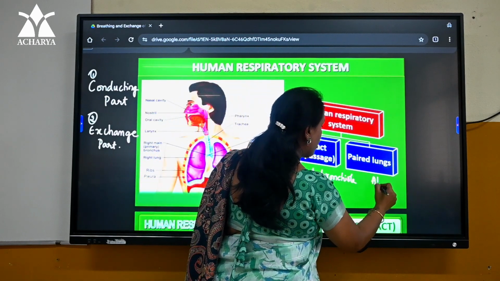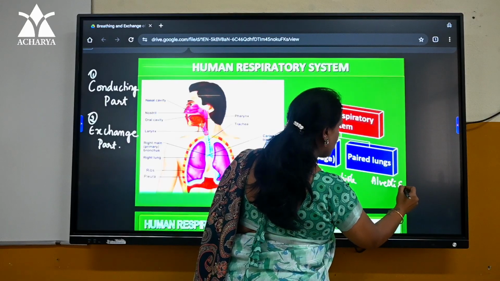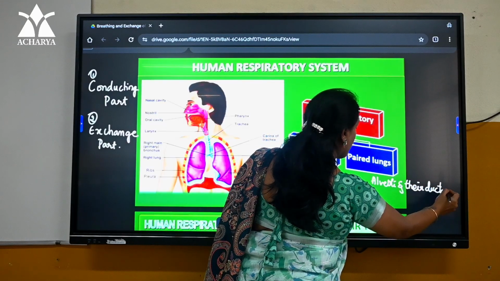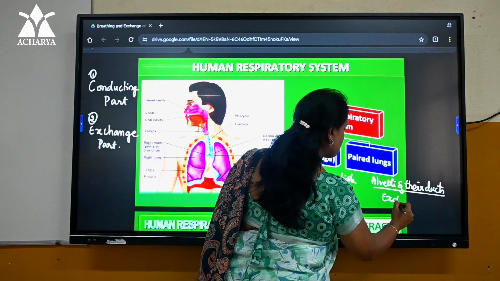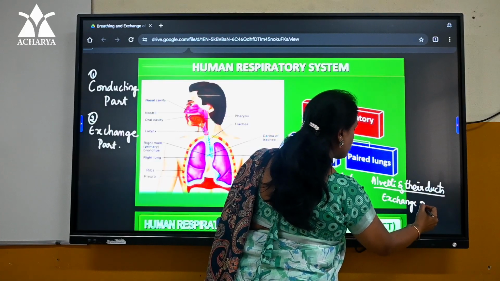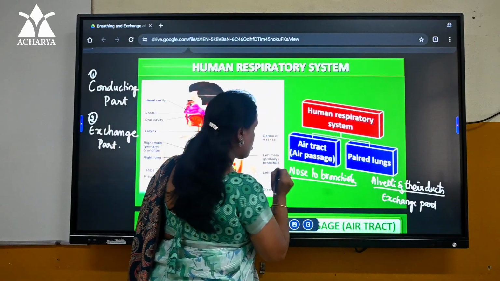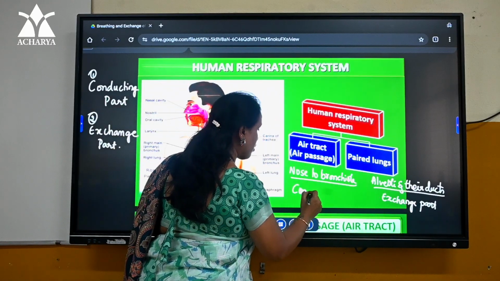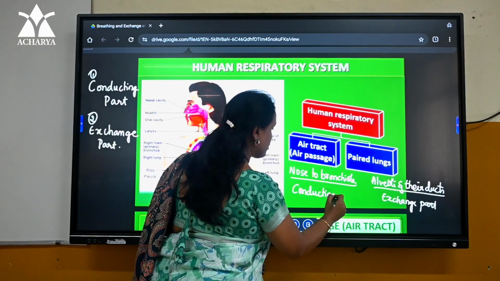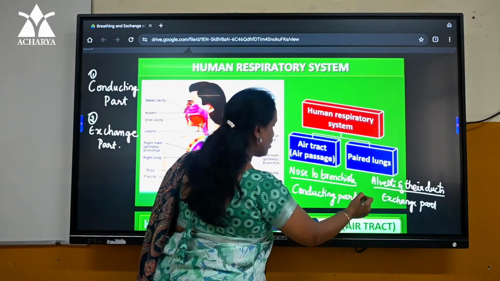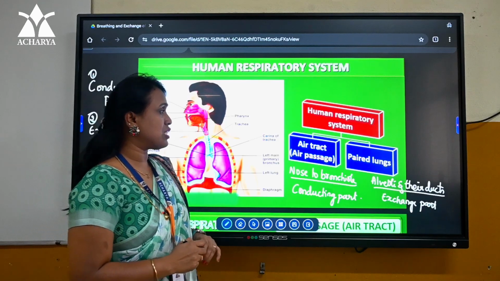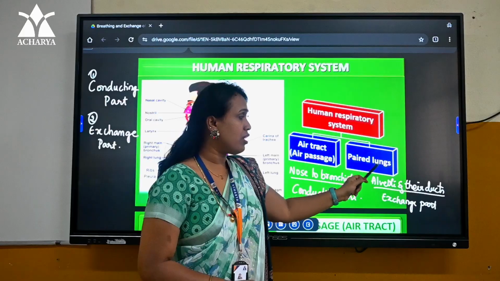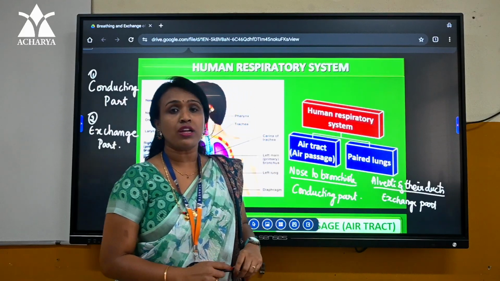Whereas alveoli and their ducts are involved in the exchange part. Nose, or nostrils, to bronchioles is the conducting part. So the human respiratory system can be classified into the conducting part, that is the air tract or air passage, and paired lungs in which alveoli and their ducts are present.